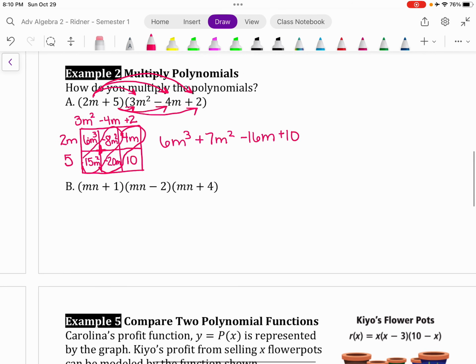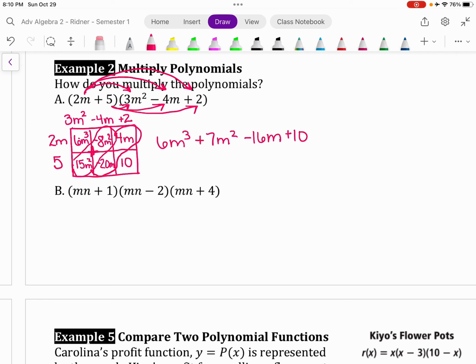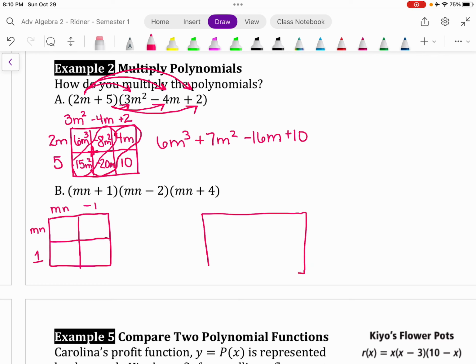This one works very much the same way, but you're going to have to do it twice. So you will do this, get an answer, which will be a trinomial, and then when you get that trinomial, you're going to multiply it by mn plus 4 to get your final answer.